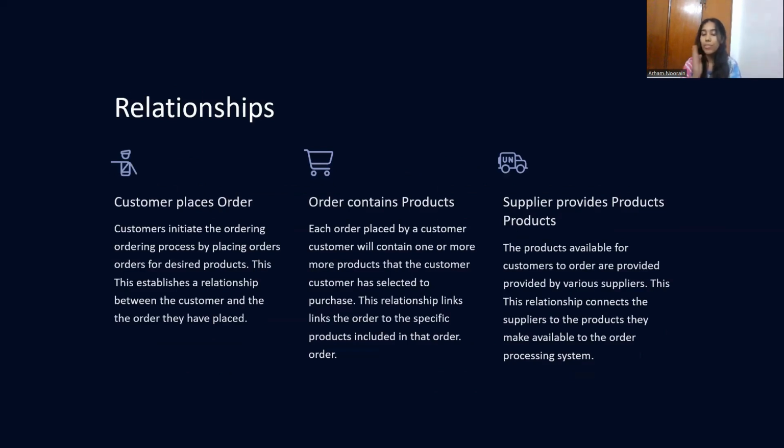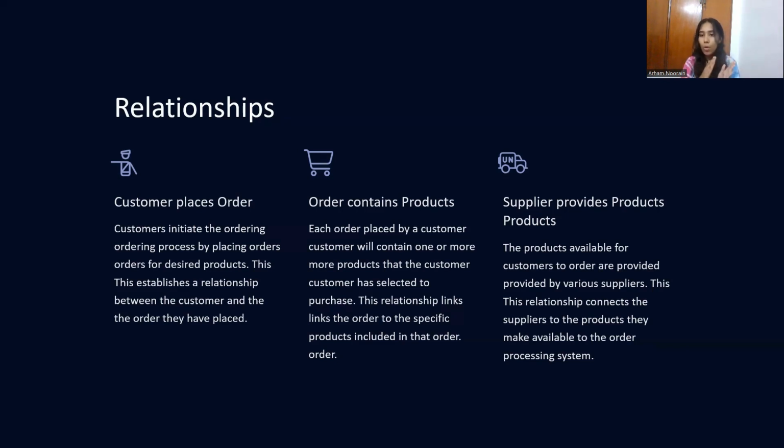What are relationships? Because we are learning about entities and relationships. The first relationship is: the customer places an order. When the customer places an order, it forms a relationship between the customer and the order that they have placed. The order contains products. Each order placed by the customer will contain one or more products that the customer has selected to purchase. This relationship links the order to the specific products included in the order.